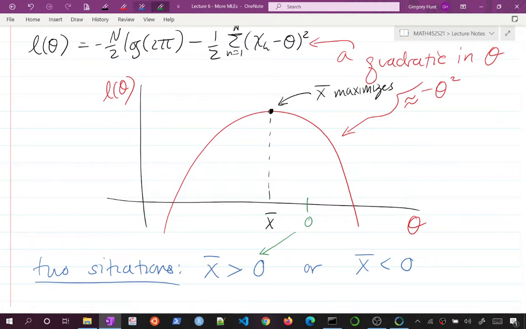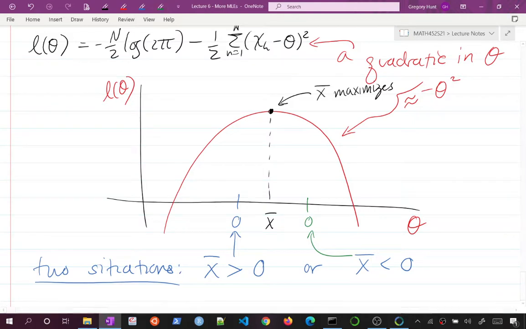Maybe I should do it in a different color. The 0 point could be there, which corresponds to my second case where x bar, I wrote those arrows wrong. Yeah, I totally did, didn't I? Yeah. That is where x bar is positive. And the second case, if the 0 were to the right of x bar, that would mean x bar was negative, right? So those are my two cases.